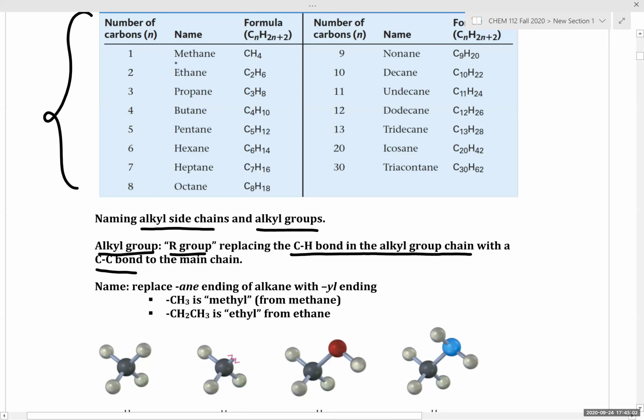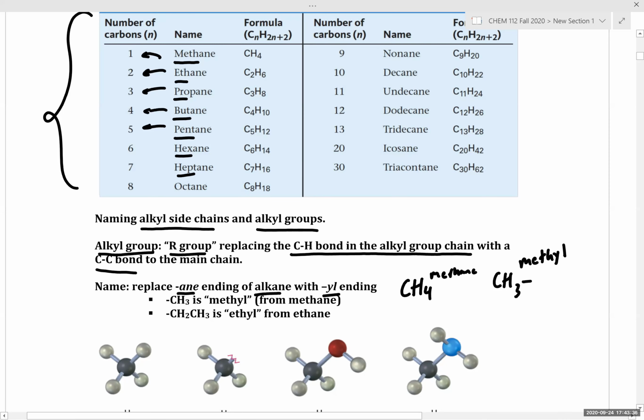you find the prefix. So meth, eth, prop, but, pent, hex, hept. Each of these prefixes corresponds to a carbon number. You find the prefix for your carbon number and you replace the ane ending of your alkane with the YL ending. So for example, CH4, methane, the CH3 group is known as a methyl group.